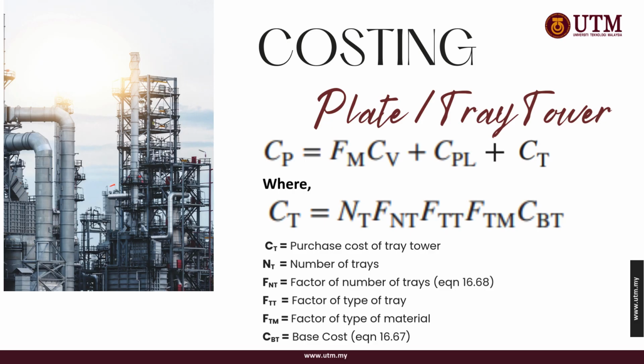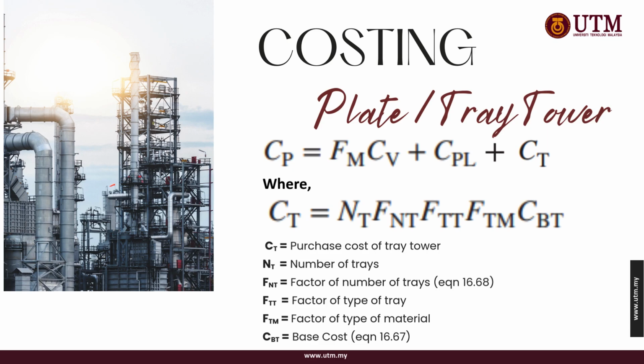Next, I'm going to talk about the costing for plate or tray tower absorption. First, we have the formula for CP, which is the FOB purchase cost for carbon steel construction and includes an allowance for platforms, ladders, and a nominal number of nozzles and manholes, given by CP equals FM CV plus CPL.